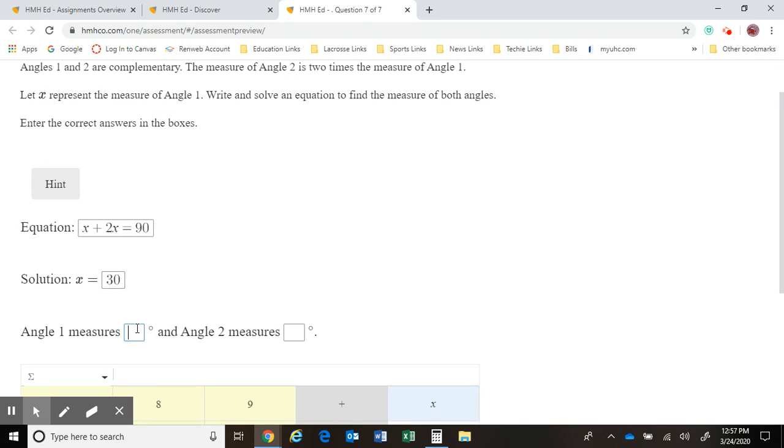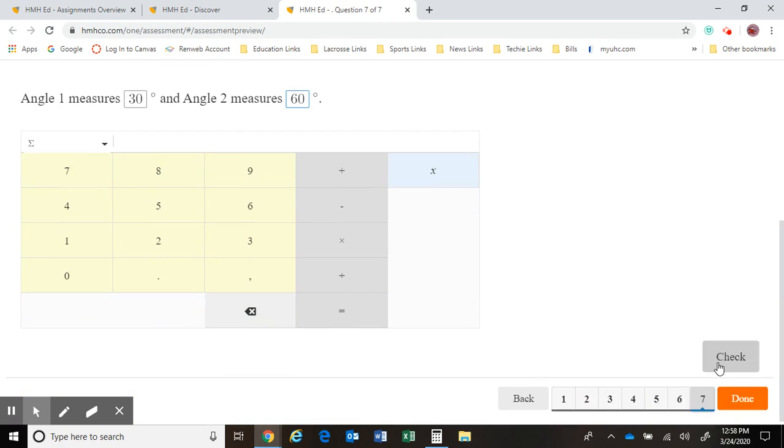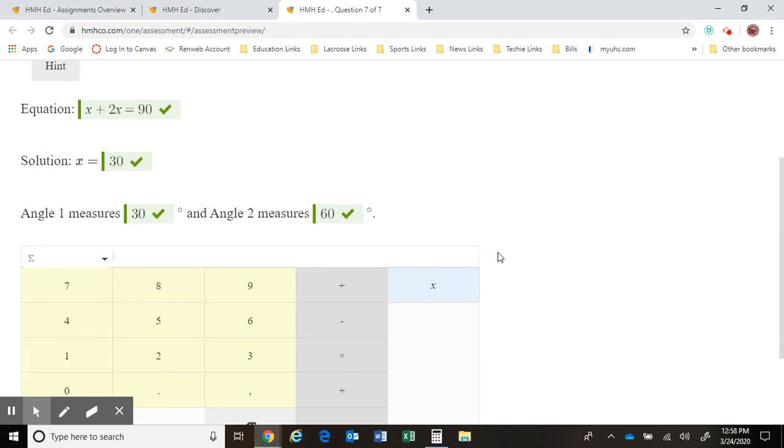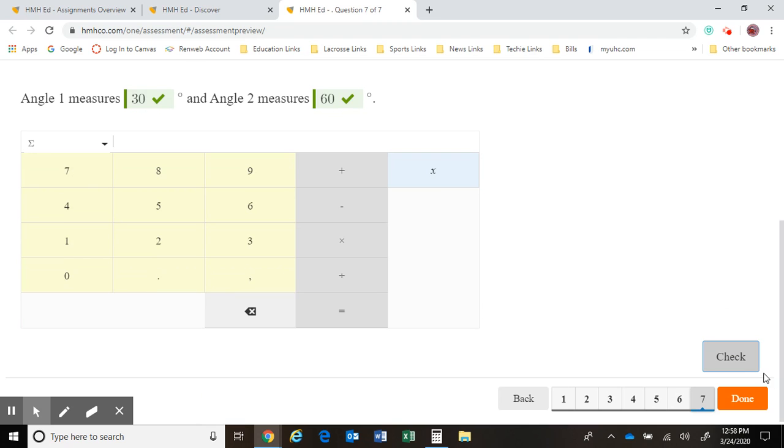So angle 1 measures 30, and then if angle 1 is 30, angle 2 must be 60, because 30 plus 60 equals 90. And of course, you could have used this to enter it in as well. Check it. Got all green marks, and I'm done. Hopefully this video tutorial was helpful for you.